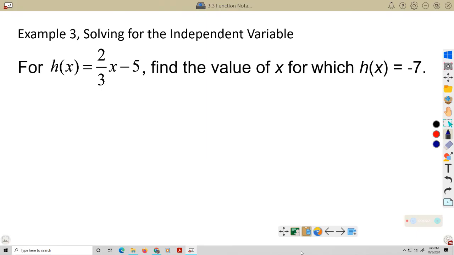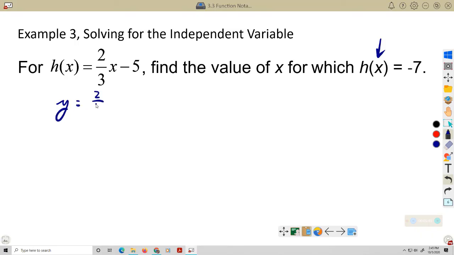Example 3, solving for the independent variable. Find the value of x for which h of x equals negative 7. When they say the independent variable, they're talking about the x, right? So what we're going to do here is change this back to a y.